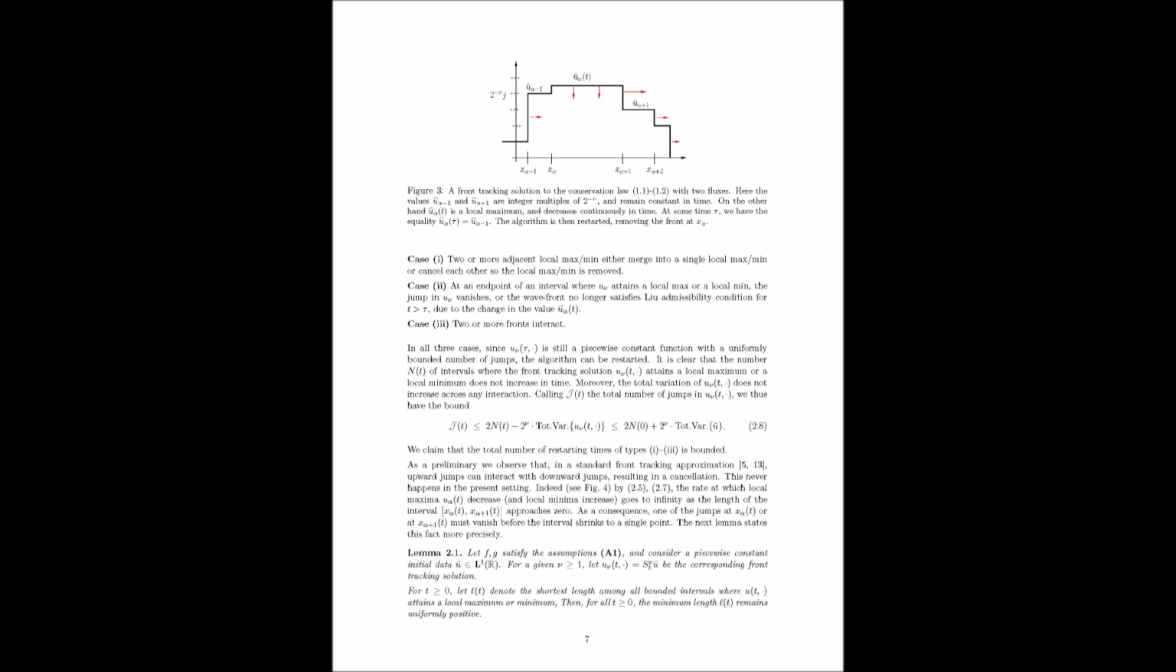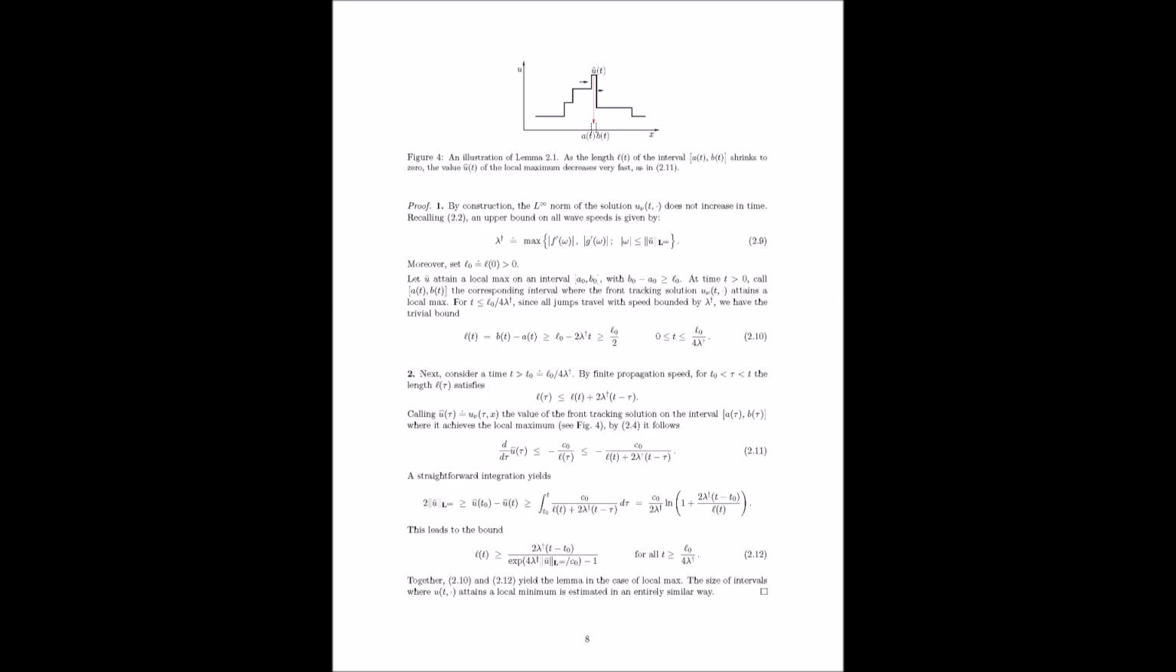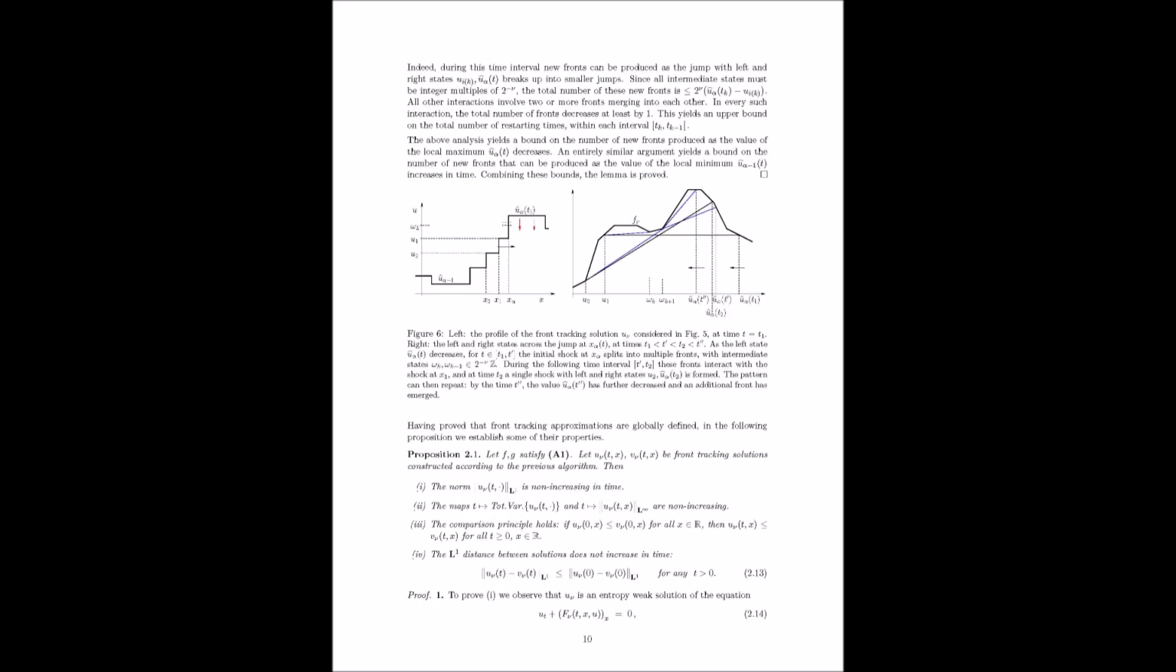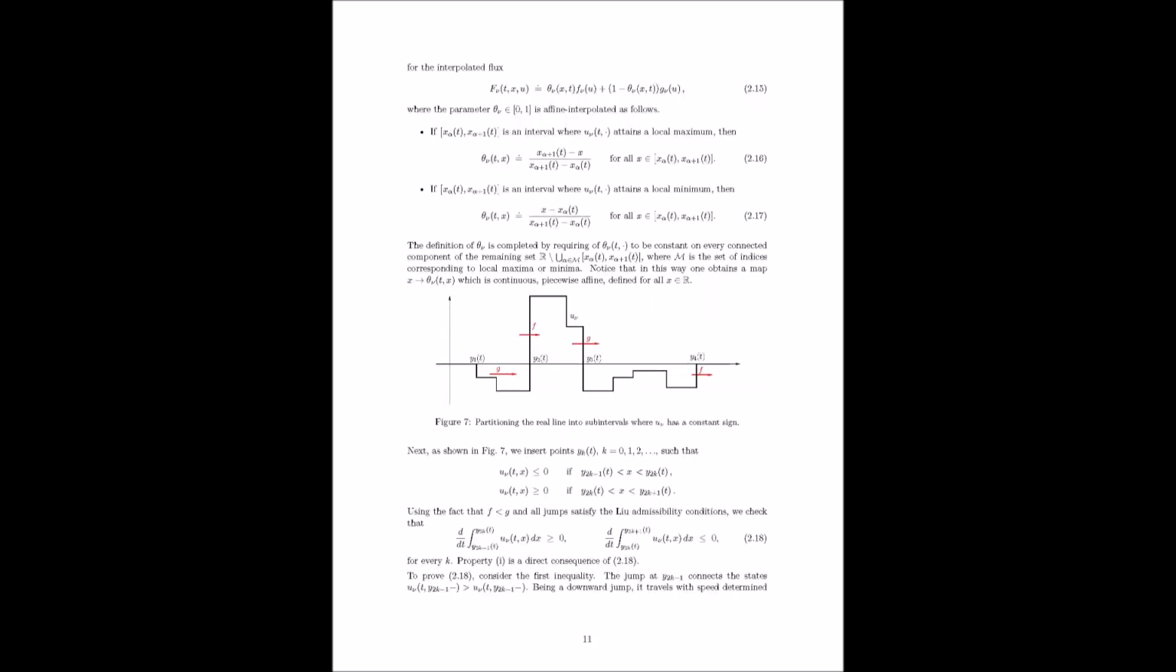Certainly. The core idea of front tracking is to approximate the smooth flux functions f and g with piecewise affine functions denoted by phi and gamma. Imagine replacing a smooth curve with a series of connected straight lines. That's essentially what we're doing here. This simplification allows us to break down the problem into smaller, more manageable pieces. So it's like a connect the dots version of the original flux functions.